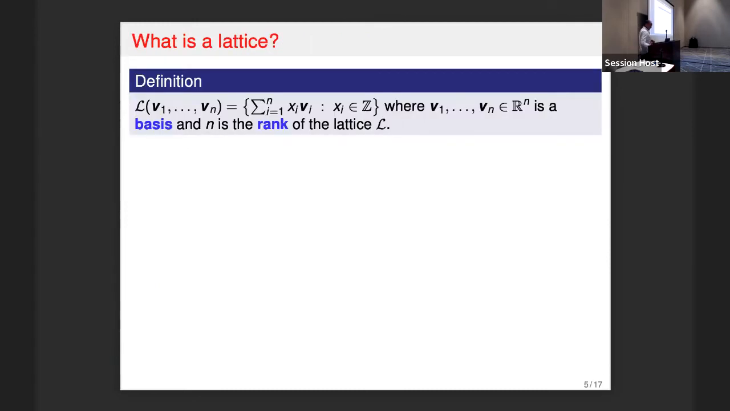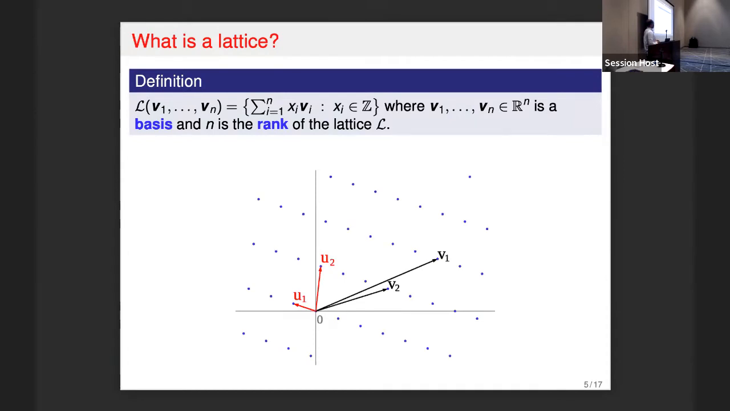A lattice is a grid-like structure, and it's defined by a set of basis vectors. A basis is a set of linearly independent vectors. Given a set of linearly independent vectors v1 to vn, the set which contains all the integer linear combinations of these vectors forms a lattice. Throughout this talk, I will use n to denote the rank of the lattice. Here, rank is the number of linearly independent vectors in the basis. In this diagram, you can see u1 and u2 generate this lattice, and we can also use v1 and v2 to generate the same lattice.